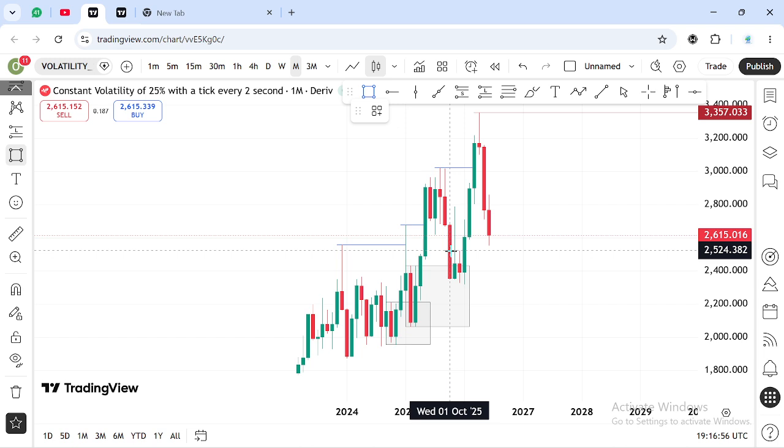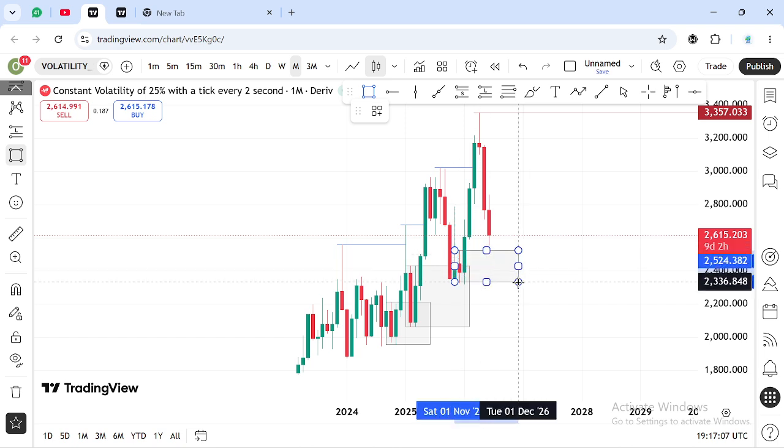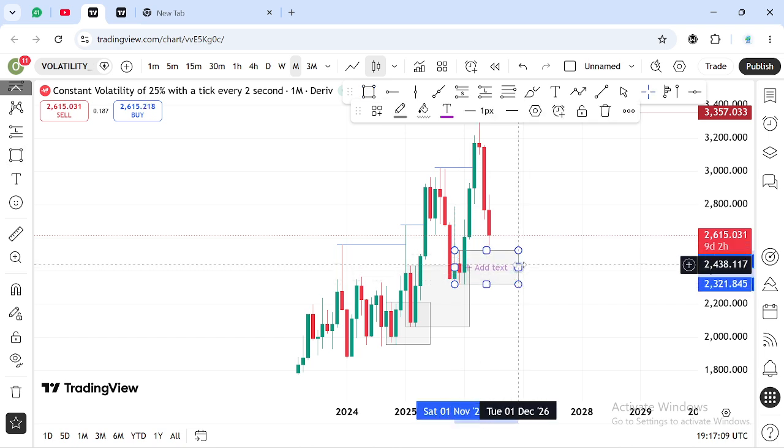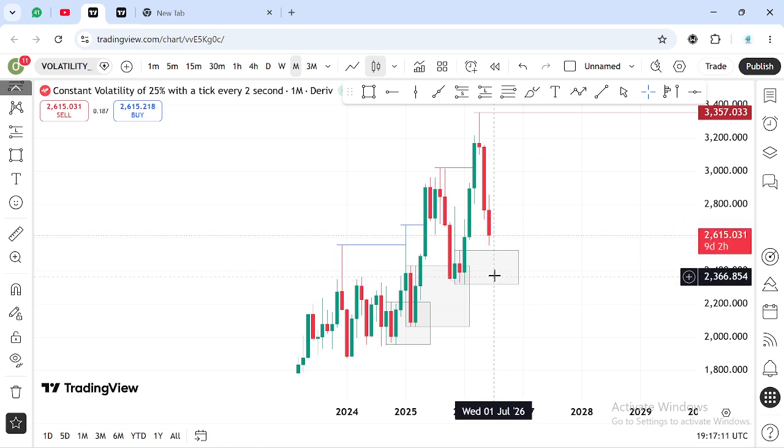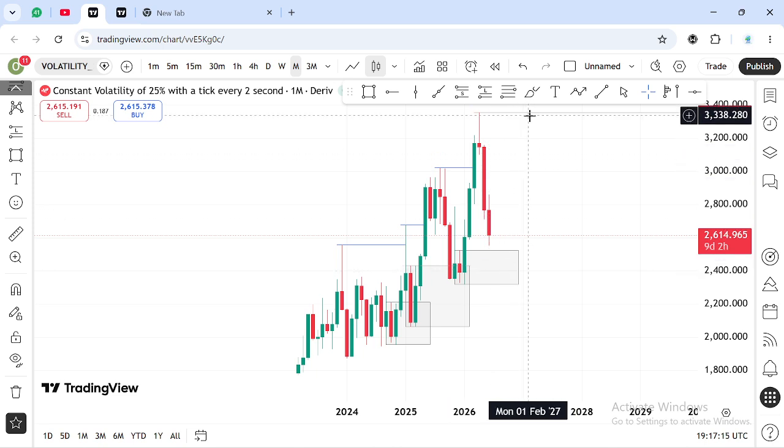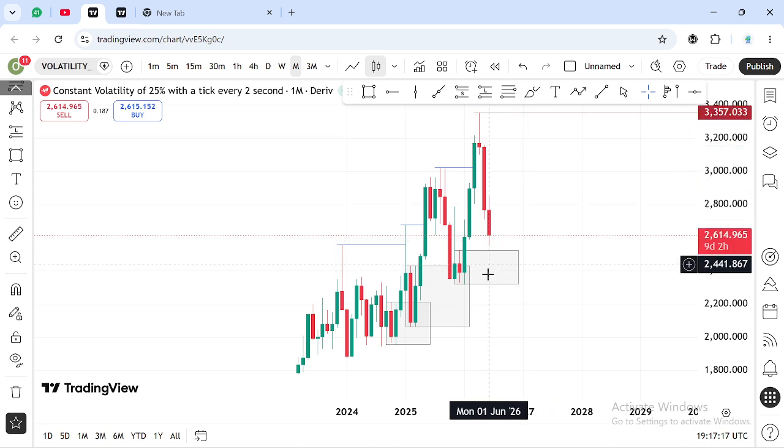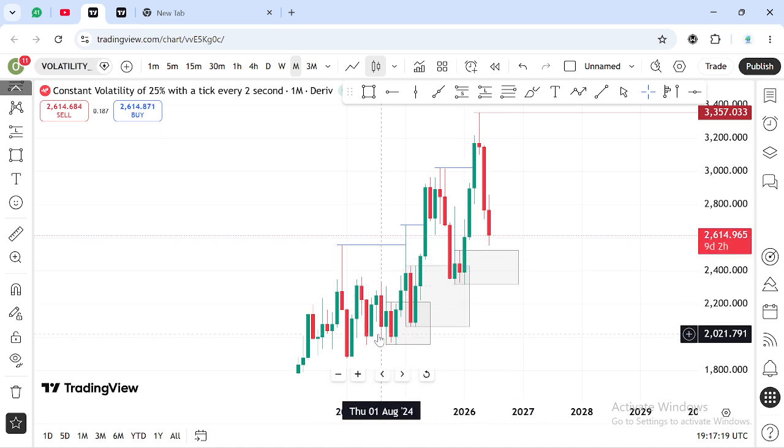The next one is this. We have this order block here, and we have this order block also here. Price is currently dropping in. So we expect when price gets into it, it will also rally to clear this high. Why? Because price has been doing that.